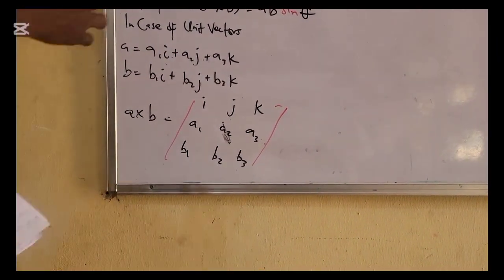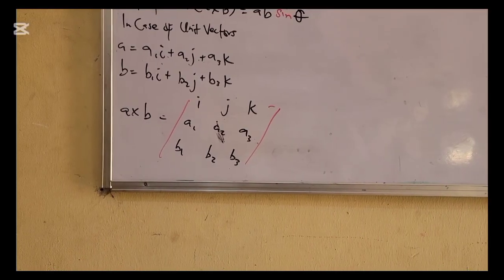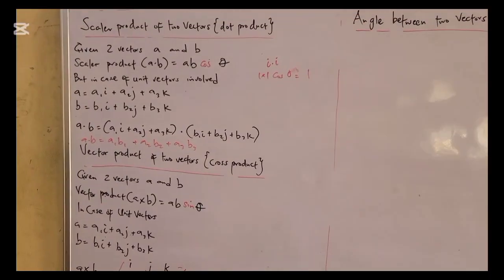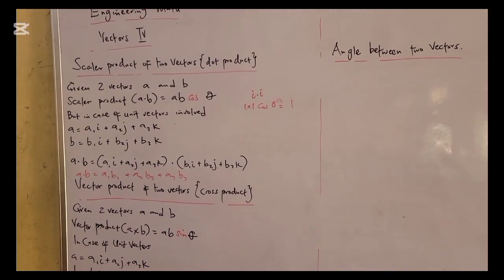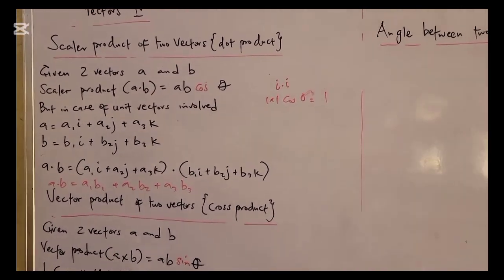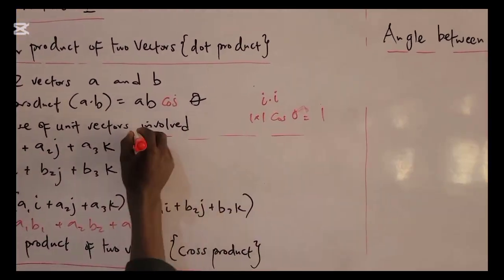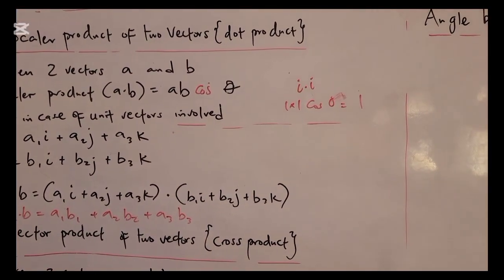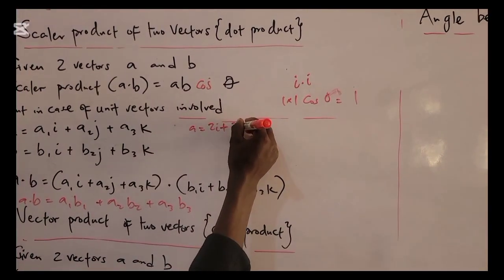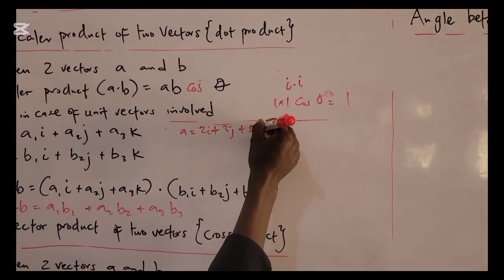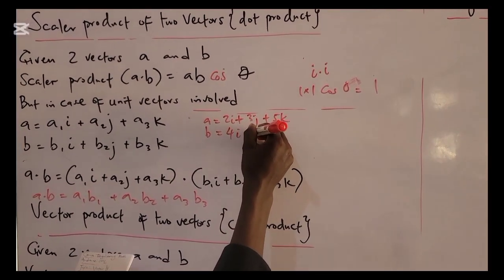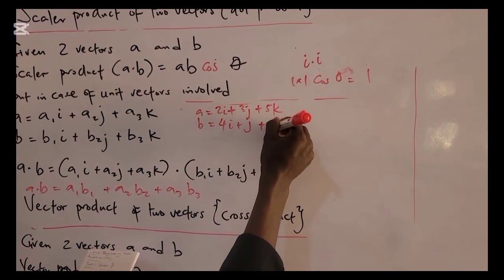So if we now solve it the way we solve our determinants, let's take an equation on scalar product and also take an equation on vector product. So for example, let's say we have our A as 2I plus 3J plus 5K, and we have B as 4I plus J plus 6K.